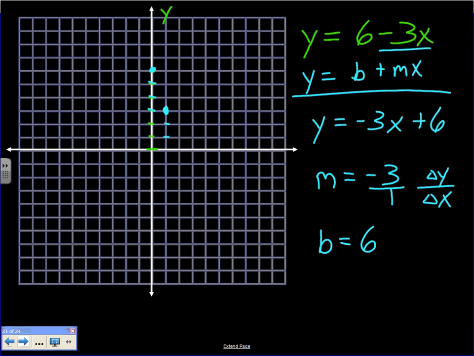Do that again, and again. You should be able to graph a straight line through those points, and that's what it looks like for the most part.